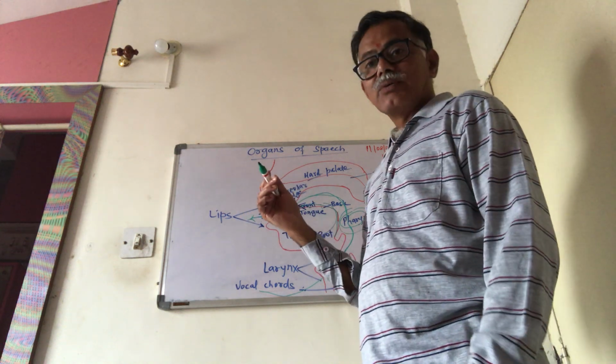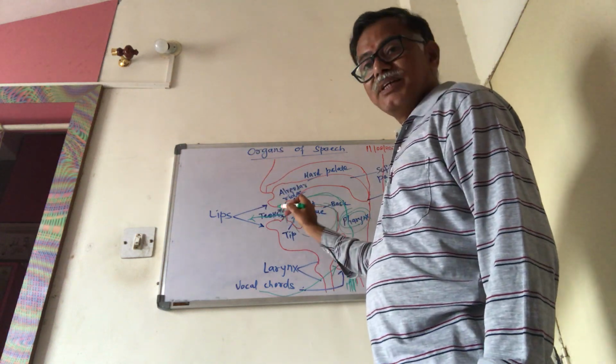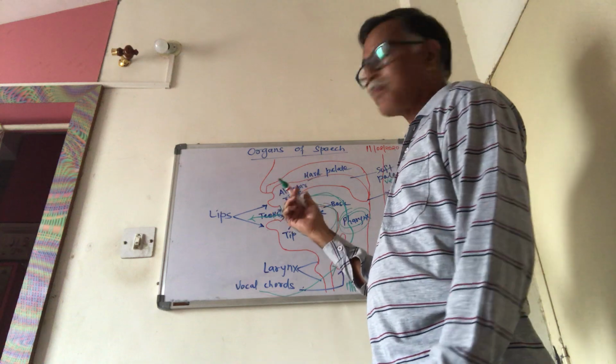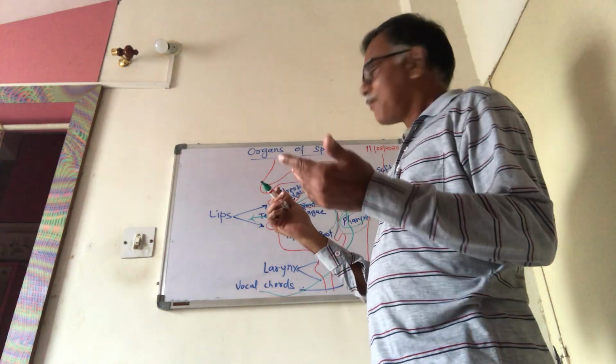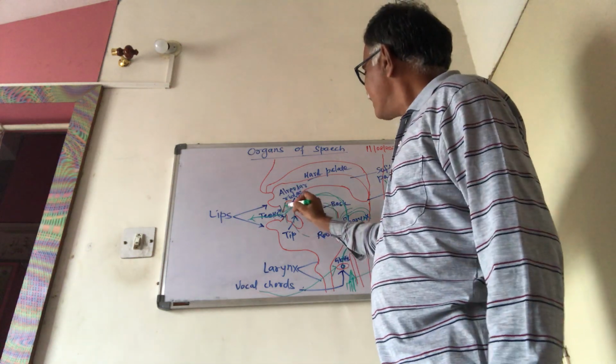What sort of sounds are produced? We can learn it later. But here, this is the basic part of learning the organs of speech, where we find different varieties of sounds are produced. Okay, this is the teeth.